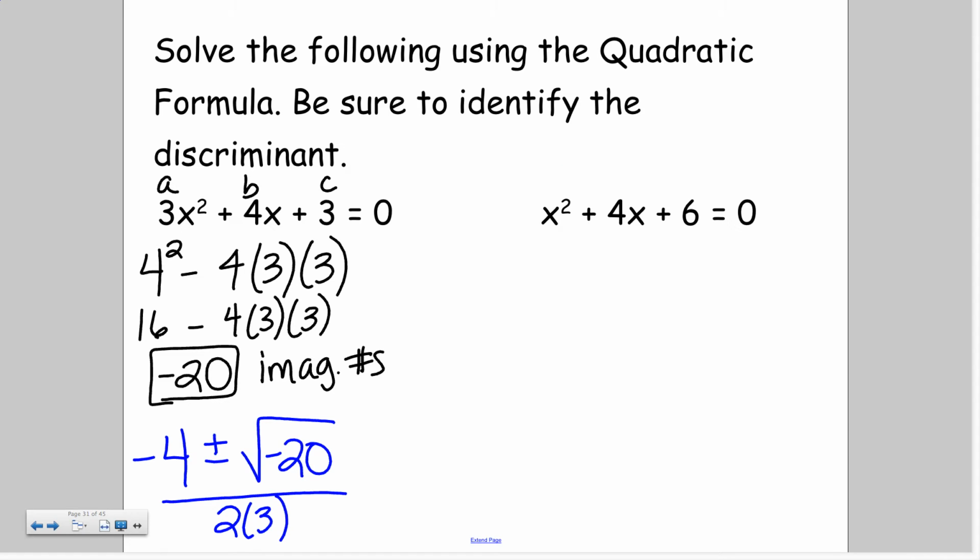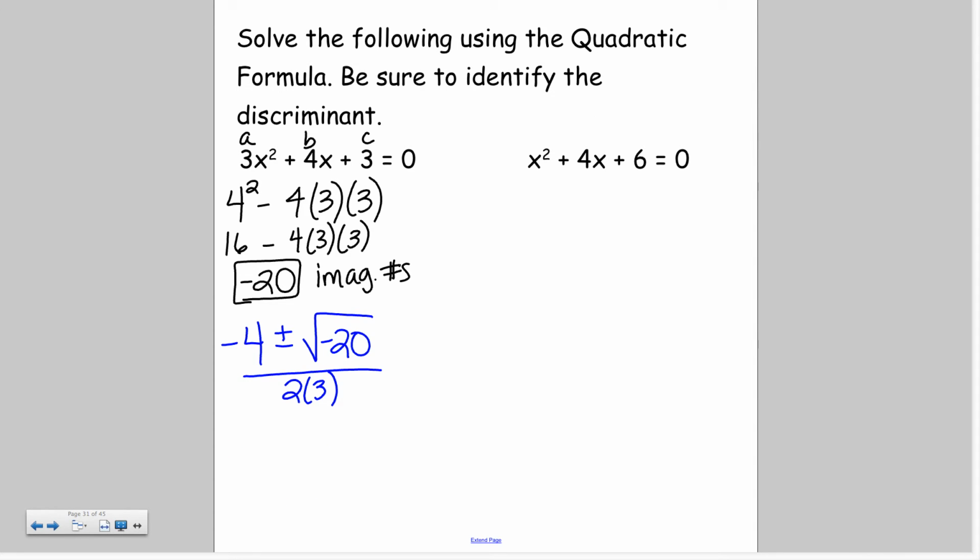Now, I can't leave my answer like that. That's a very ugly answer. So I'm going to simplify that radical. Got a negative, so out's going to come an I. And 20, 10 gets out, 1 stays in. So negative 4 plus or minus 2, can't forget my I, and I've got a 5 still in.